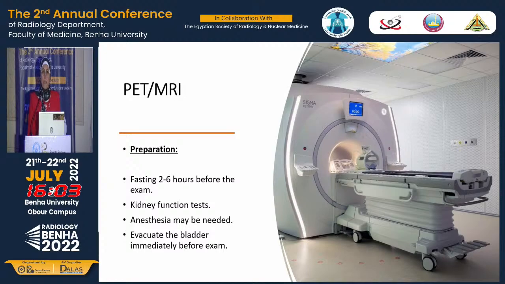The bladder should be evacuated immediately before the examination to allow the patient to be comfortable on the machine, because it takes a long time, so as to minimize the irritability of the patient on the MRI machine. Also, the blood sugar should be adjusted exactly as for CT to allow the uptake of the FDG.